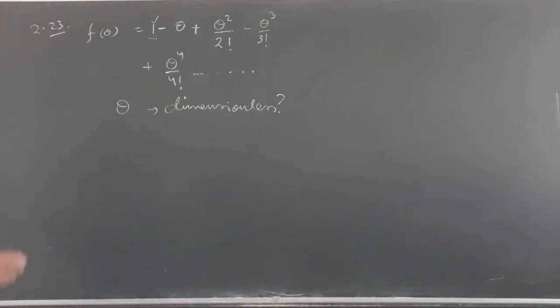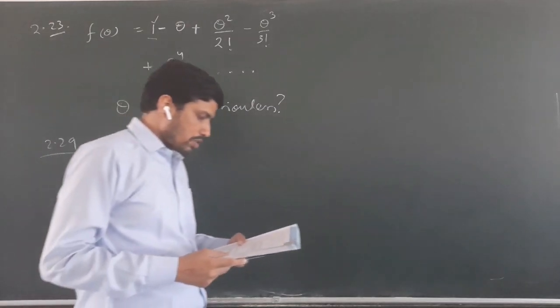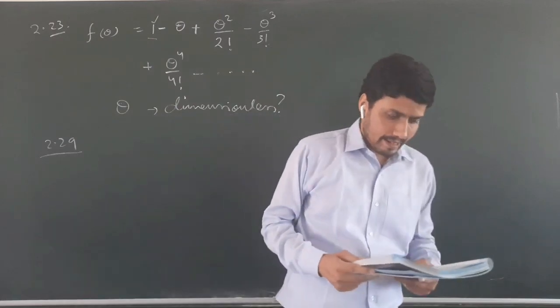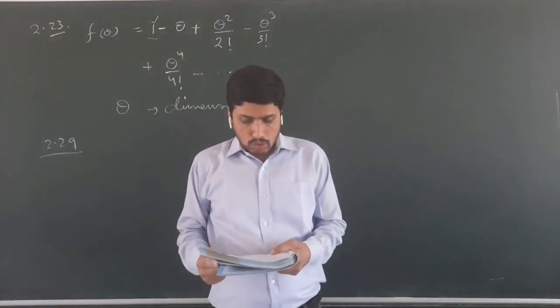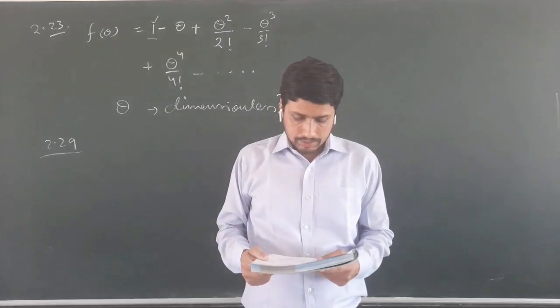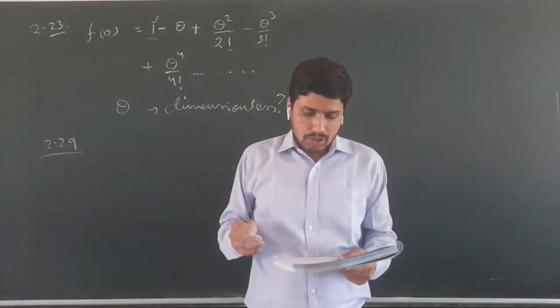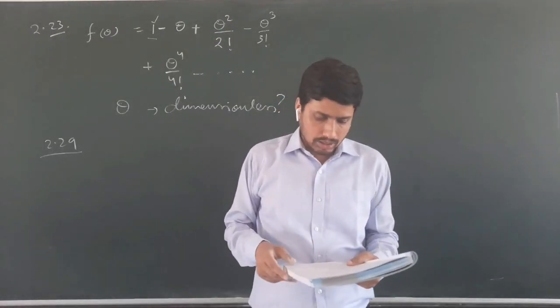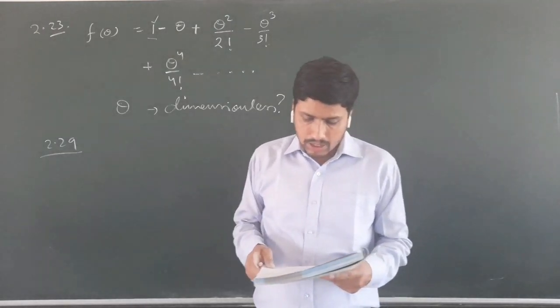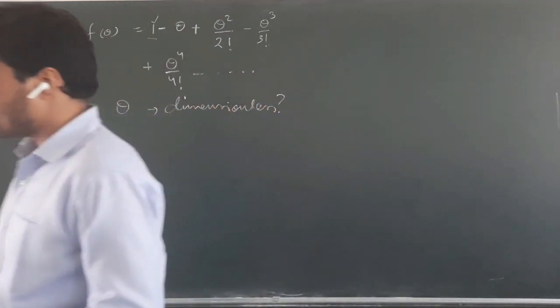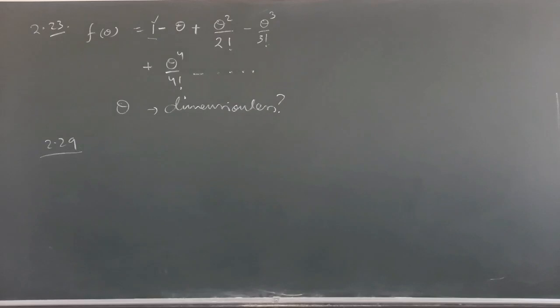Next, I will discuss 2.29. Let me read the question for you first. During a total solar eclipse, the moon almost entirely covers the sphere of the sun. Write the relation between the distances and sizes of the sun and the moon. So just you have to write the relation.